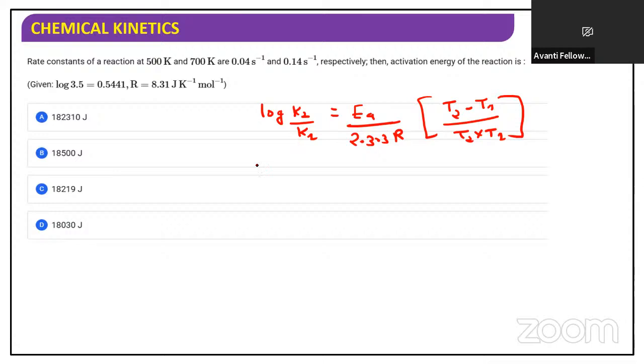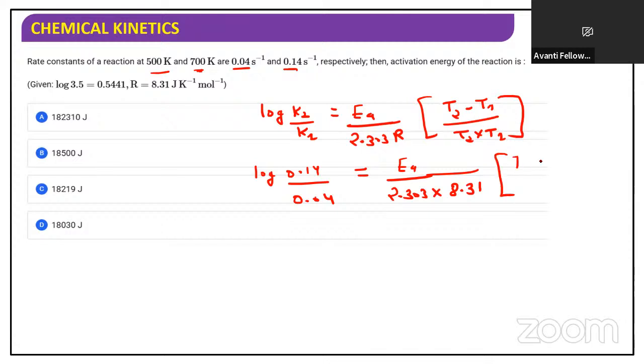Good. So log K2 by K1 is equal to Ea upon 2.303 R into T2 minus T1 divided by T2 into T1. Now, what are K2 and K1? K2 is at 700 Kelvin and K1 is at 500 Kelvin. So K2 is basically 0.14 and K1 is equal to 0.04. This is Ea we have, and this is 2.303. R value is given, 8.31. And here subtract, that is 700 minus 500 divided by 700 into 500. So this is what we get. So just solve this value, beta.